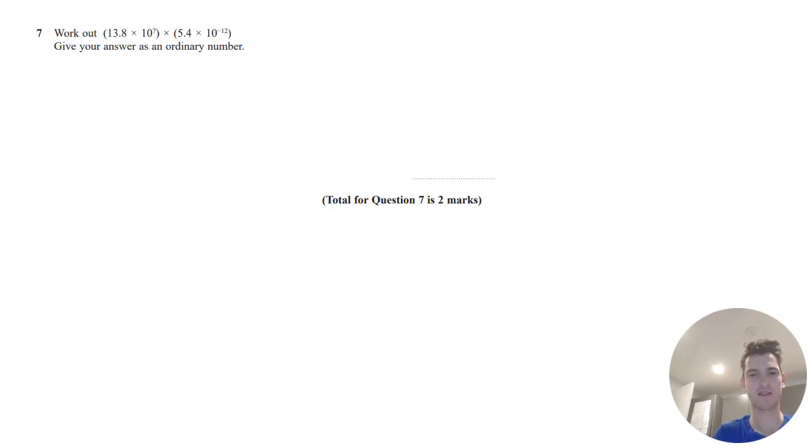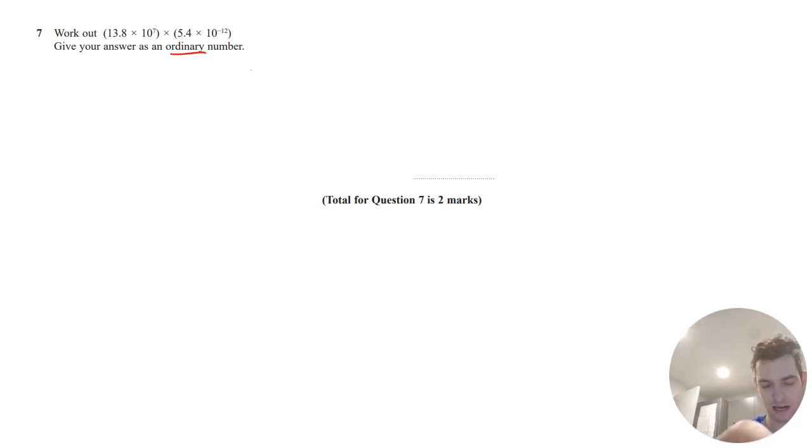Okay, question 7 is just a standard form question, and it asks me to work out this thing, give your answer as an ordinary number. So ordinary means not in standard form. So remember, you've got a calculator for this, so you can just type this into your calculator. You don't need to do any working out.